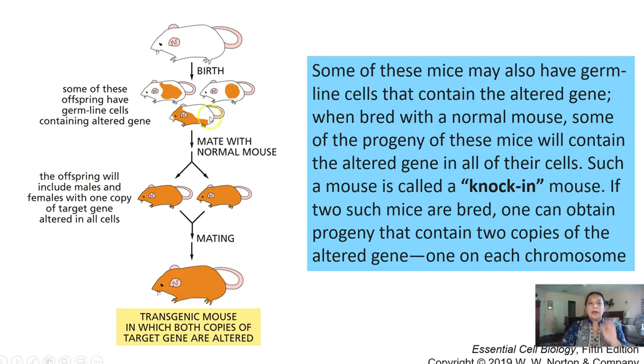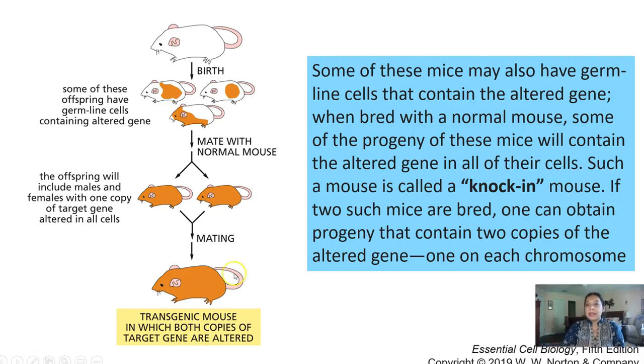So here, what they have done is they have mated them with normal mice, and the offspring are going to have just males and females, which will have one copy that is altered and one copy that is not. And then when those two are mated together, you will have some mice. If you remember back, if you have two mice that are both heterozygous for that mutation or that alteration, you can have 25% of the progeny have completely altered form. And so here you're going to end up with transgenic mice in which both copies of the target gene are altered.